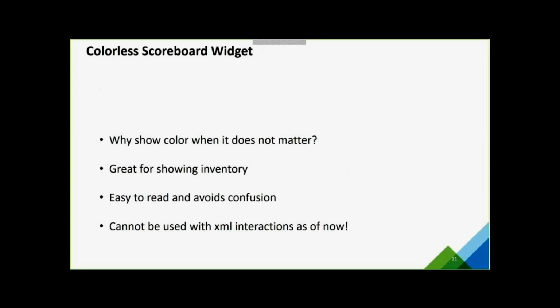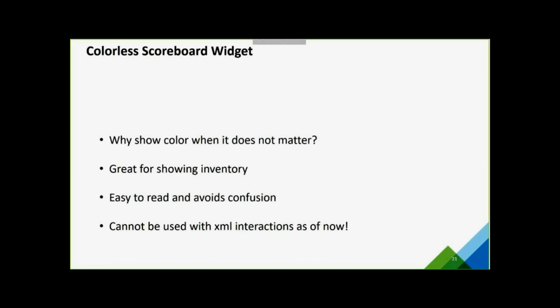Colorless scoreboard widget. If you use dashboards, and I know everybody uses dashboards in vROps, you know that for the scorecard or scoreboard widget, you need to show color for every metric which you're depicting. Unfortunately, that might not be good for some metrics such as inventory. If you want to show how many data centers or how many clusters you have in your environment, you might not necessarily want the color next to it.